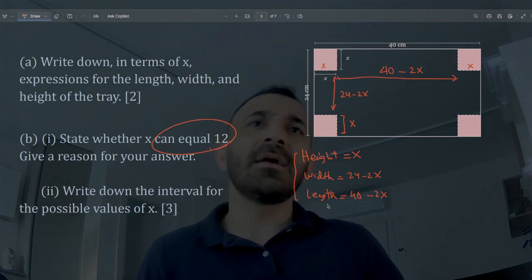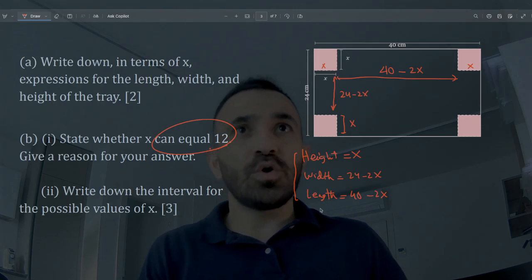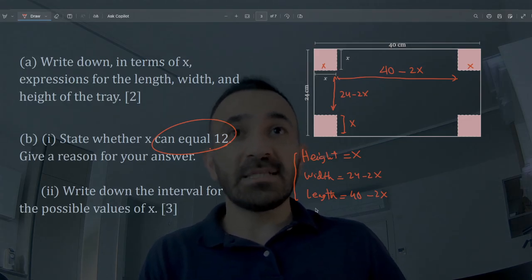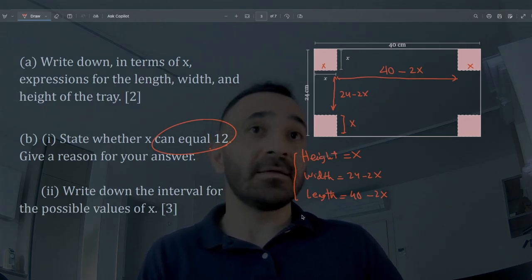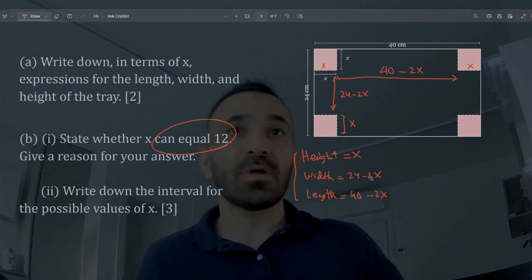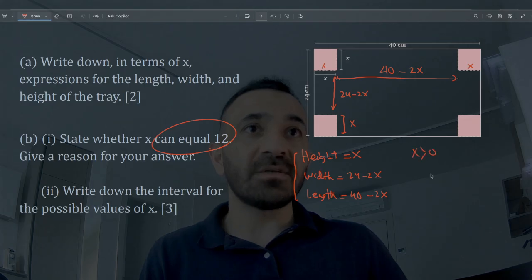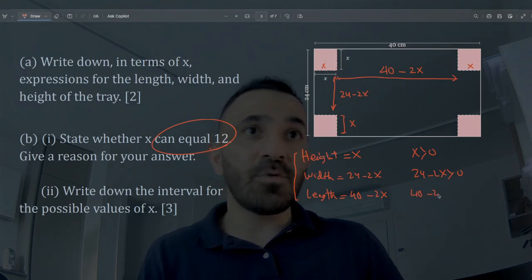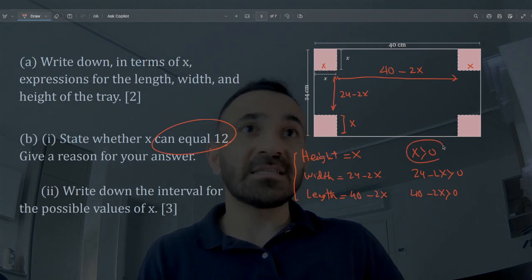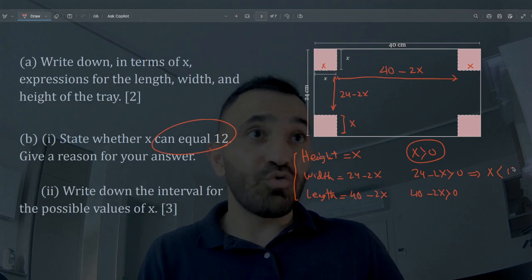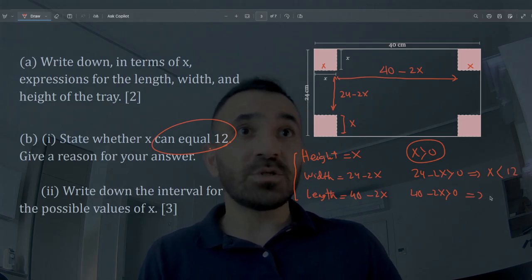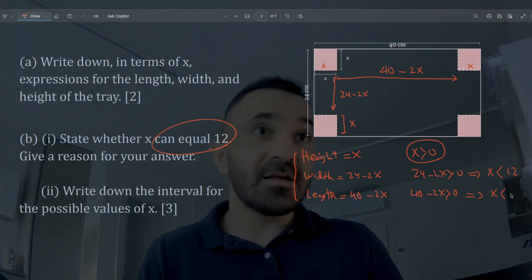Let's see. Do you agree with me that the length, height, and width have to be positive numbers? You cannot tell me that the height, length, and width of any shape is negative. So x has to be positive. 24 minus 2x also has to be positive, and 40 minus 2x also has to be positive. X positive is clear. 24 minus 2x, if you isolate for x, means x has to be less than 12. And 40 minus 2x means x has to be less than 20.